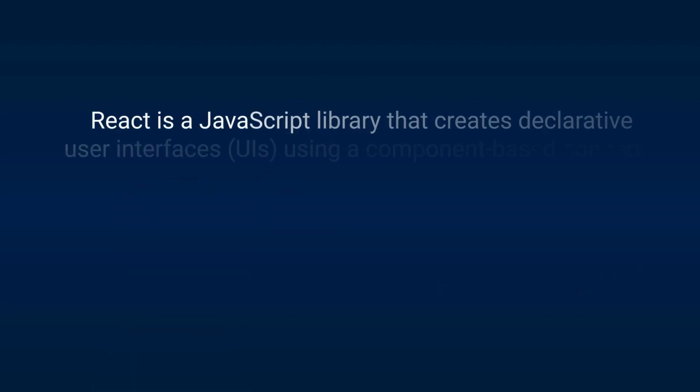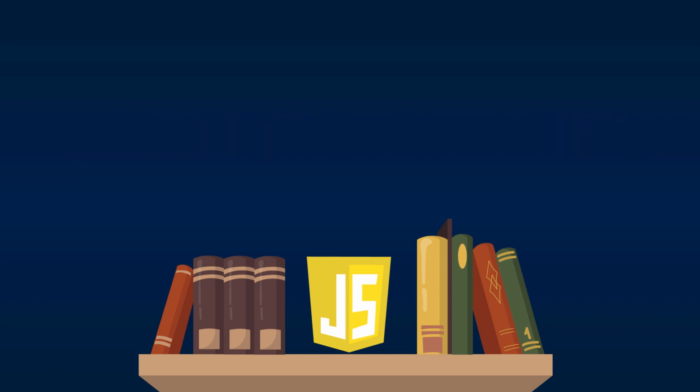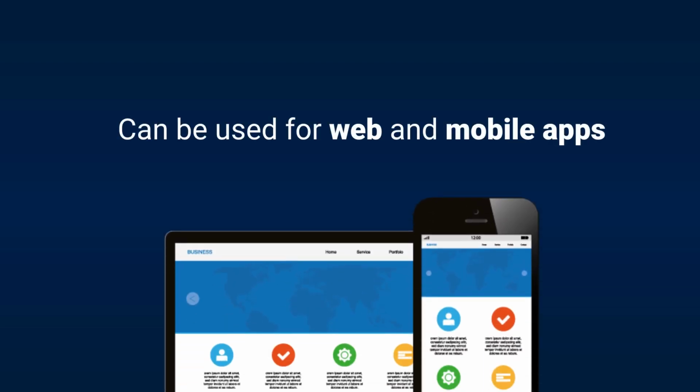React is a JavaScript library that creates declarative user interfaces using a component-based concept. It's used for handling the view layer and can be used for web and mobile applications. React's main goal is to be extensive, fast, declarative, flexible, and simple.